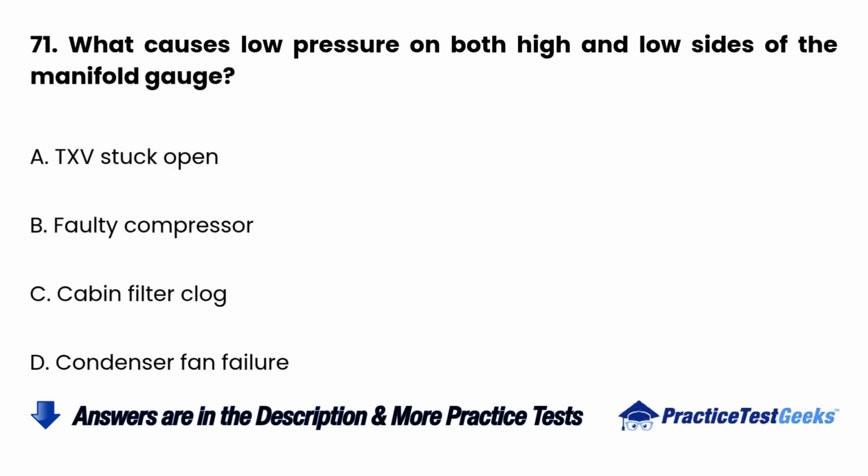71. What causes low pressure on both high and low sides of the manifold gauge? A. TXV stuck open. B. Faulty compressor. C. Cabin filter clog. D. Condenser fan failure.